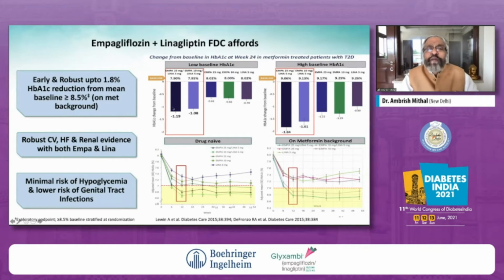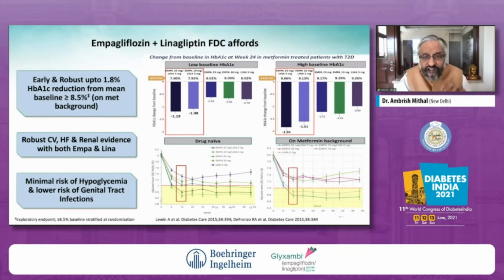This is EMPA 25, LINA 5, EMPA 10, LINA 5. This is EMPA alone. So just look at this one. 0.62 with EMPA alone and above 1 with the combination. Fantastic, right? And LINA alone, again, about the same. But when you have a high baseline A1Cs, that you commonly find your patients in our OPDs when they start out with us, then you can get almost a 2 reduction. 1.5 to 2 with this combination.